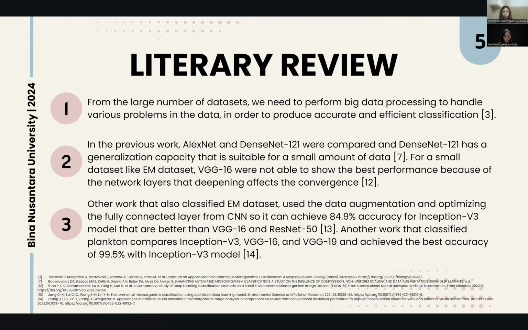We did some literature review and searched many papers that are relevant to our topic. The insight that we got from the literature review is that with a large number of datasets, we need to perform big data processing to handle various problems in the data in order to produce accurate and efficient classification. Also, in previous work, some architecture models from the CNN method were compared, and we did some review to choose the method that we use for this research.